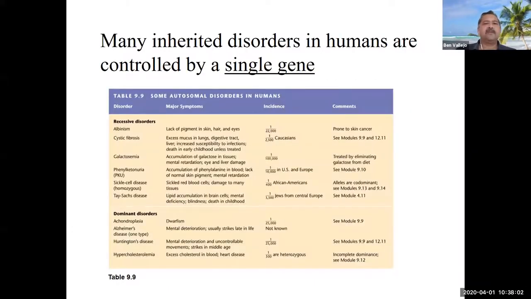Many inherited disorders in humans are controlled by a single gene. That's not true for other things like intelligence, like hair and eye color. There are multiple genes, or the multigenic or polygenic traits. But some of the disorders are single gene disorders, and you can see in this list some that you might recognize: cystic fibrosis, sickle cell anemia, Tay-Sachs disease. Those are recessive disorders. Here's a dominant one we're going to see in just a moment. It's achondroplastic dwarfism. And I have this one, hypercholesterolemia.